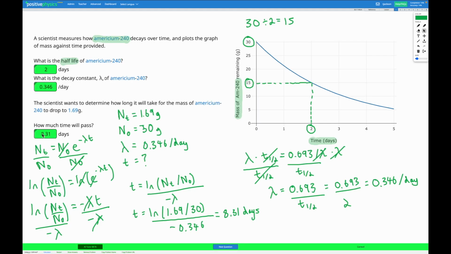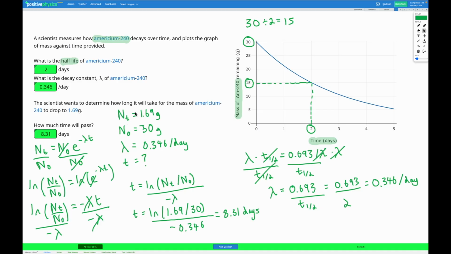Awesome. So in this question, you can see we had our half-life exactly the same as we did in the previous skill. We used it to find our decay constant, and then we used it in our radioactive decay equation to figure out how much time would pass to get to some value of our mass.